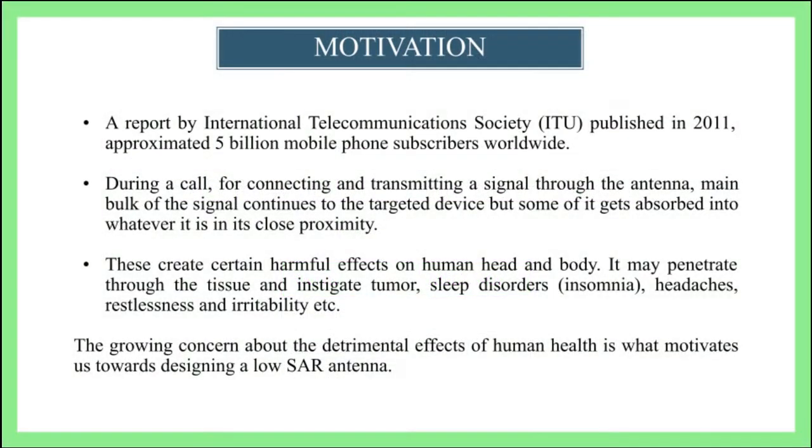Whenever we call someone by a cell phone, there is transmission and reception of RF signals. During this transmission and reception, most of the signals fall upon the device, that is a cell phone. But some of it also gets absorbed into whatever there is in its close proximity. This can be a head or any other object. This absorption of RF signals can have certain harmful effects on a human body. It may penetrate through the tissue and instigate tumor. Other symptoms include sleep disorders, headaches, restlessness, irritability, etc.